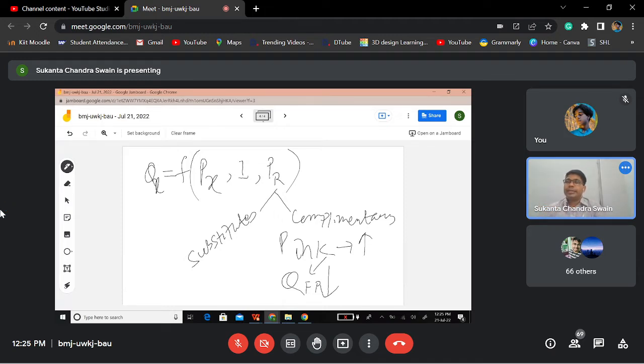Complementary means what? They cannot be independently demanded. They are jointly demanded. Petrol and bike. If you are purchasing a bike, you have to purchase petrol. If petrol price is much higher, suppose now it is around 100 rupees, suppose it becomes 200 rupees, definitely the use of bike will be less.